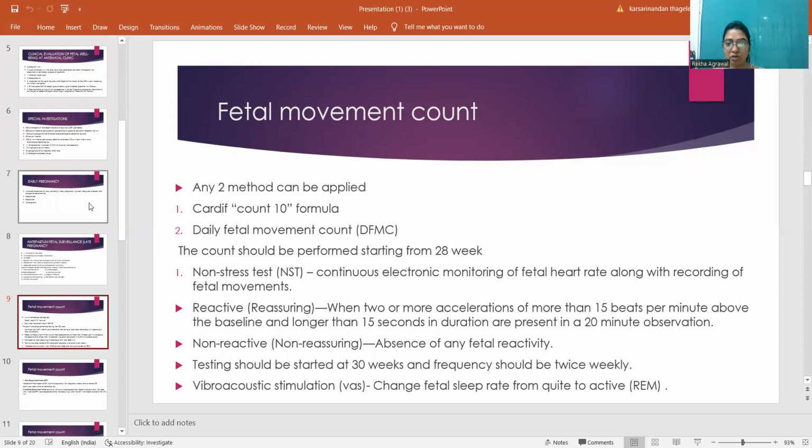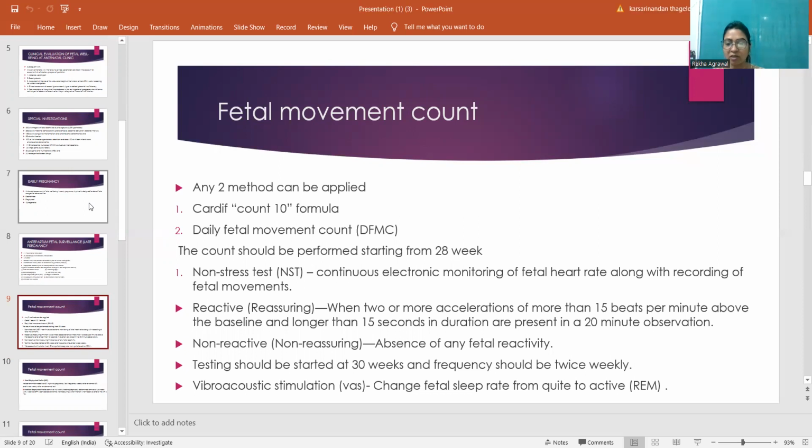Reactive, reassuring. What is a reactive NST? When two or more accelerations of more than 15 beats per minute above the baseline and longer than 15 seconds in duration are present in 20 minutes of observation. So for simplification, we can remember 15, 15, and 15.